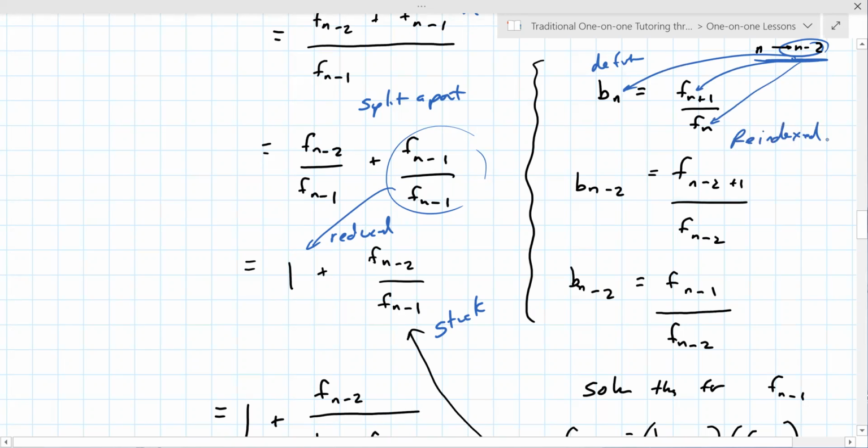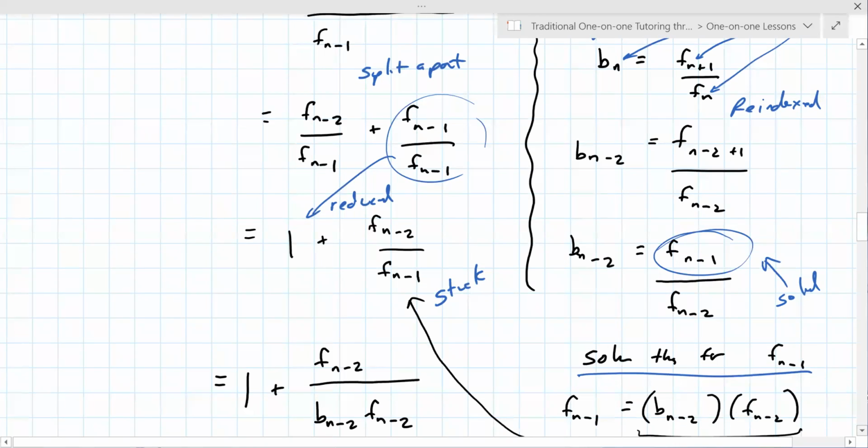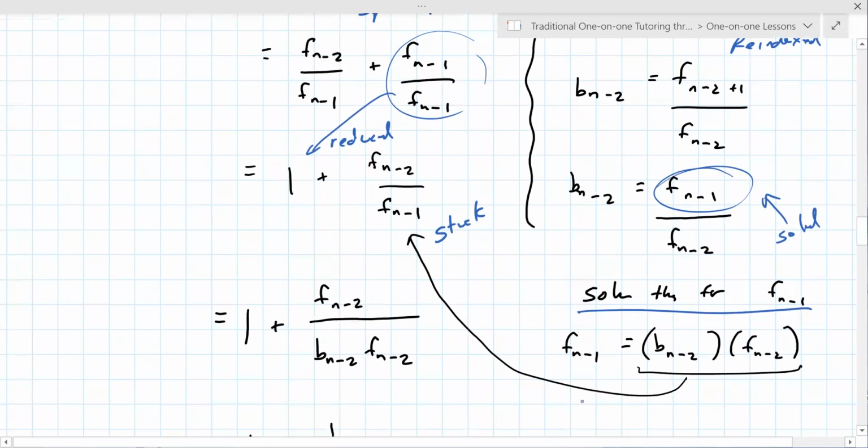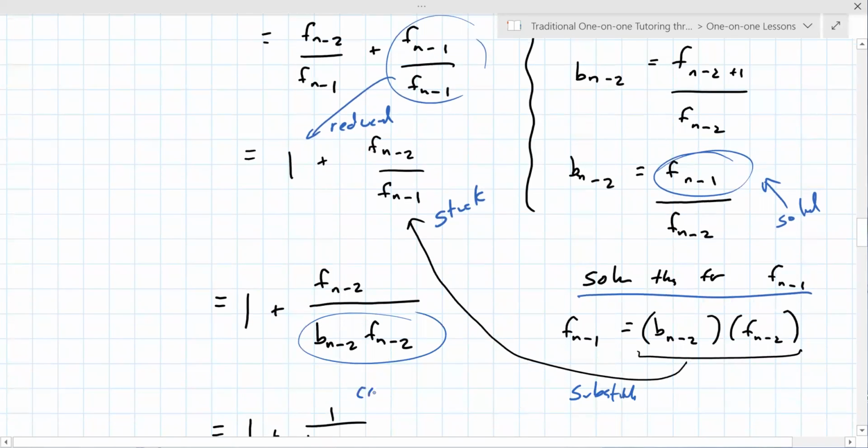And then we realized that a lot of the stuff in this line right here was over here. So we solved for fn minus 1 by just moving that over. And then we substituted that solved-for line into the denominator, which was right down here. And then we just canceled terms.